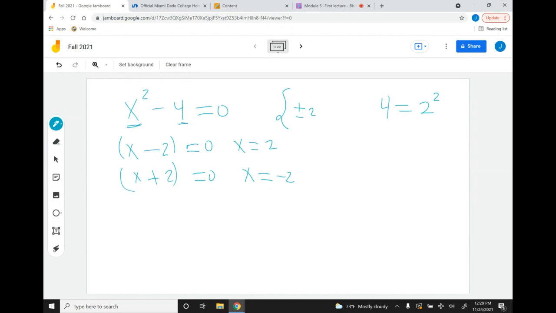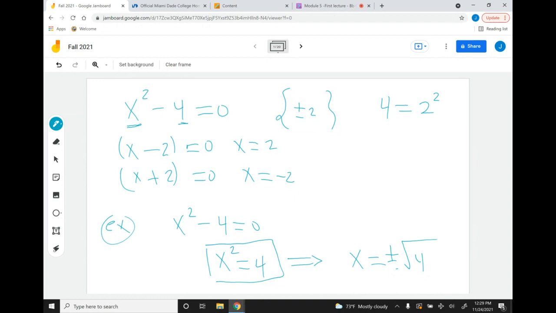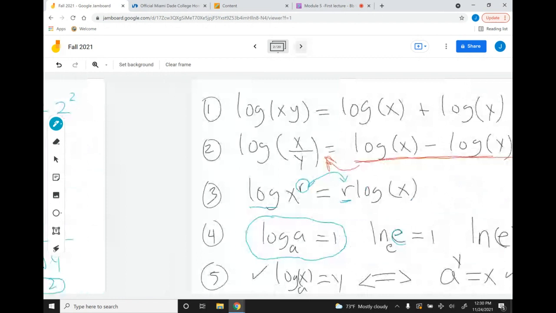Now we can also solve the same equation using a different approach. For instance, you can isolate x squared, and then take the square root property. And remember, this gives you plus or minus. So there it is, plus or minus 2. This is just another way of doing the same thing. That's just the first example. Let's move on to something else.